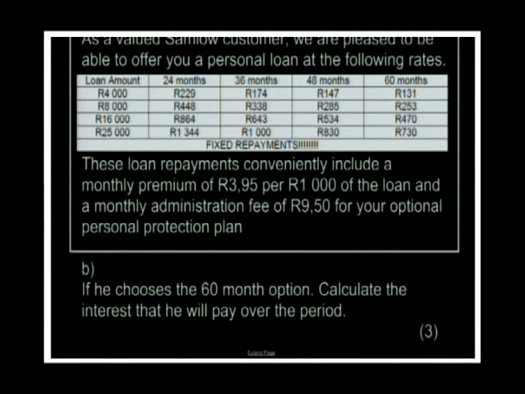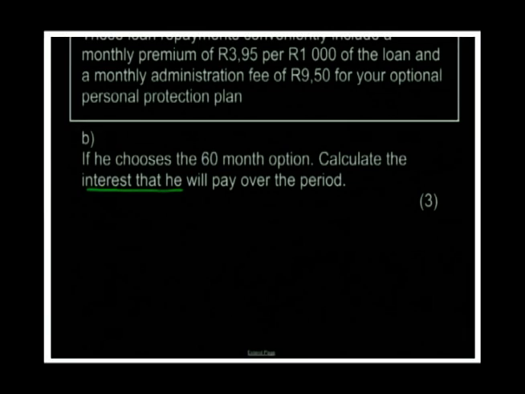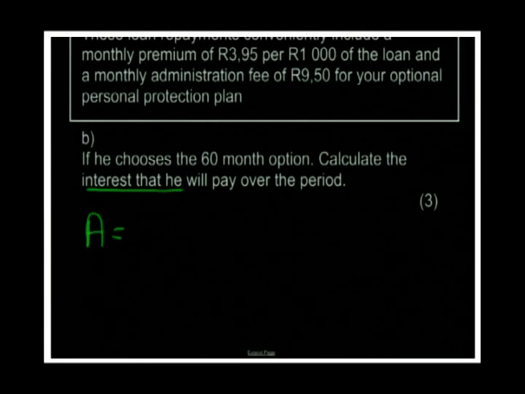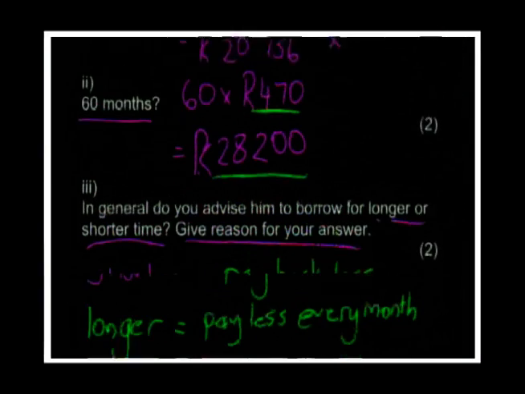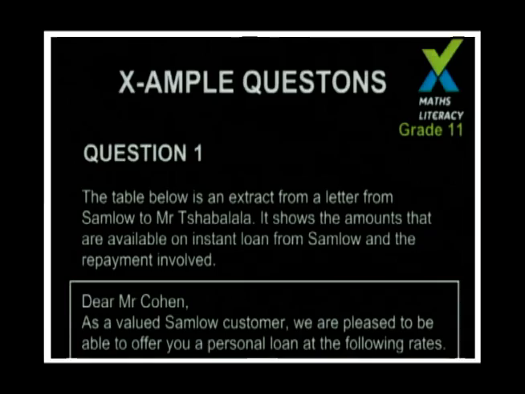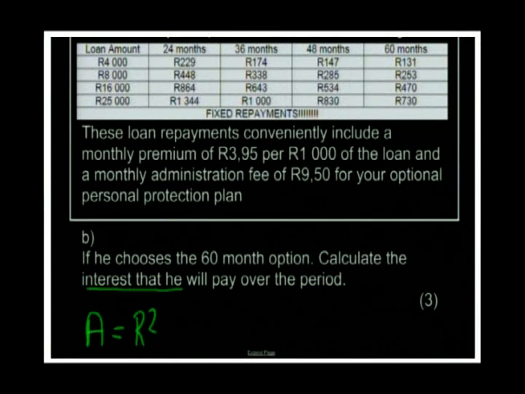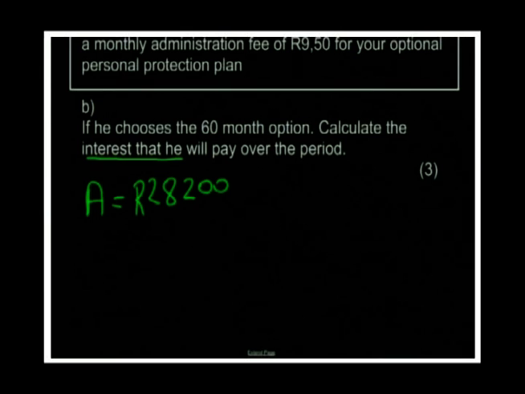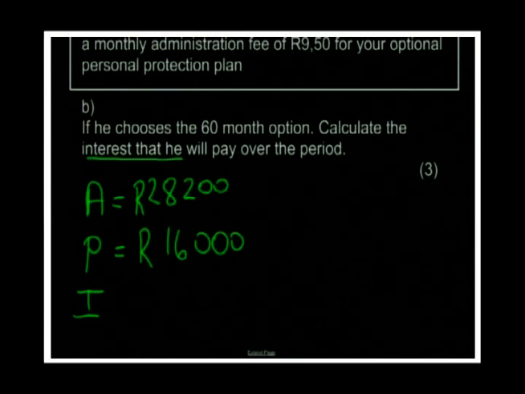If he chooses the 60-month option, calculate the interest that he will pay over that period. So we've got our calculation of how much he paid in total. So we've basically got our A, that is our final value. We'll go back to the last page to double check what that was. It was 28,200. So my accumulated value was 28,200. My principal amount that I started with was 16,000. And now I'm looking for my interest rate.